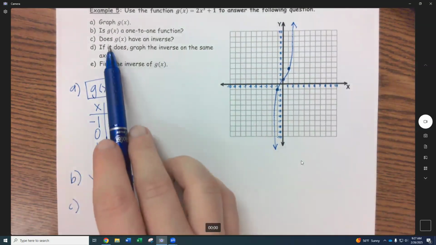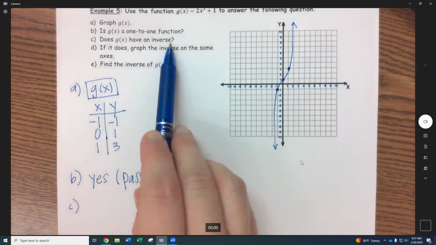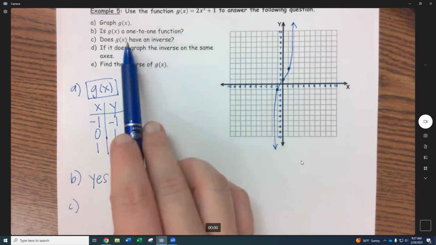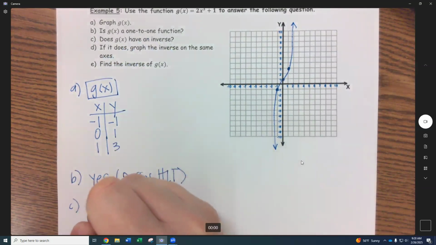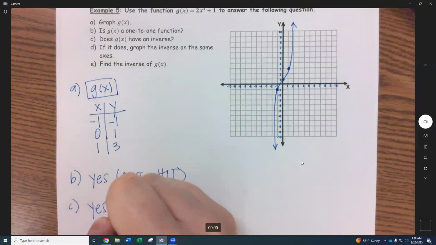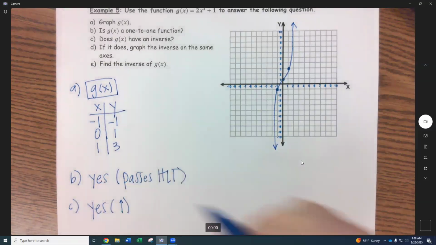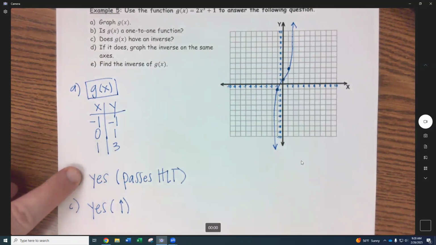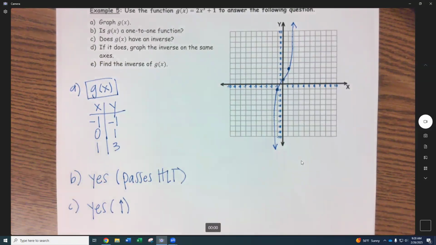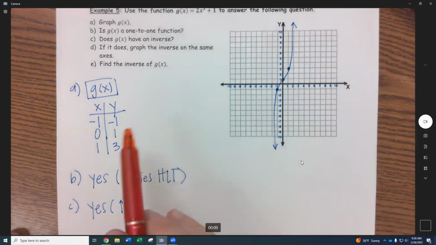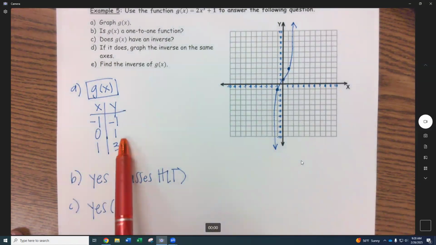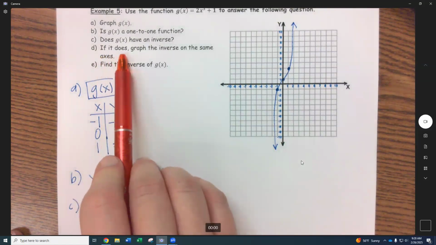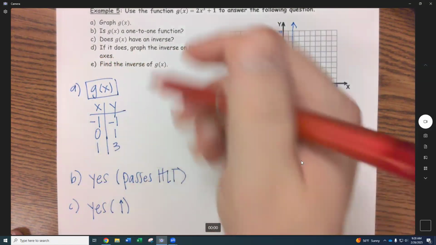So part C wants to know, does g of x have an inverse? Well, if it is one-to-one, then yes, it has an inverse. I'm just going to put an arrow. If it is yes, one-to-one, then it is yes, it's going to have an inverse. So now part D, and the reason we made this table right here is if it does, graph the inverse on the same axis.